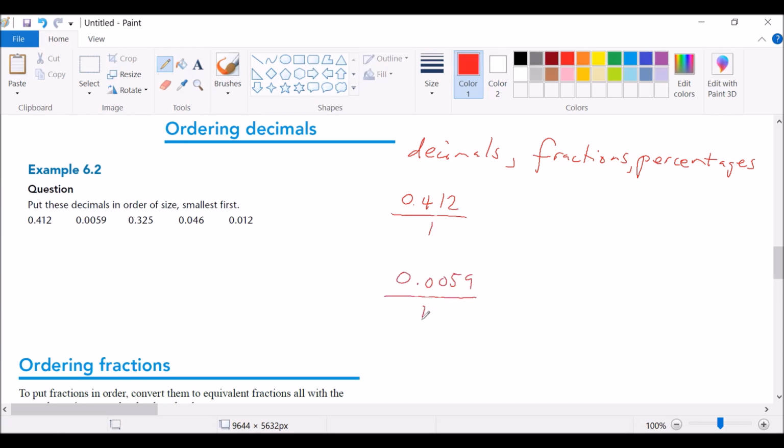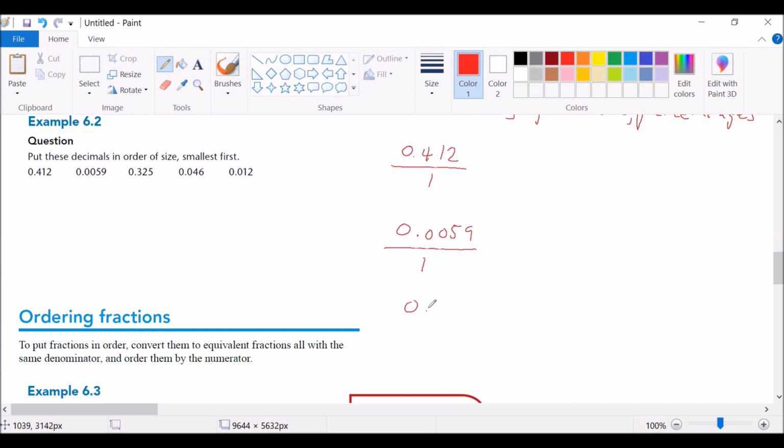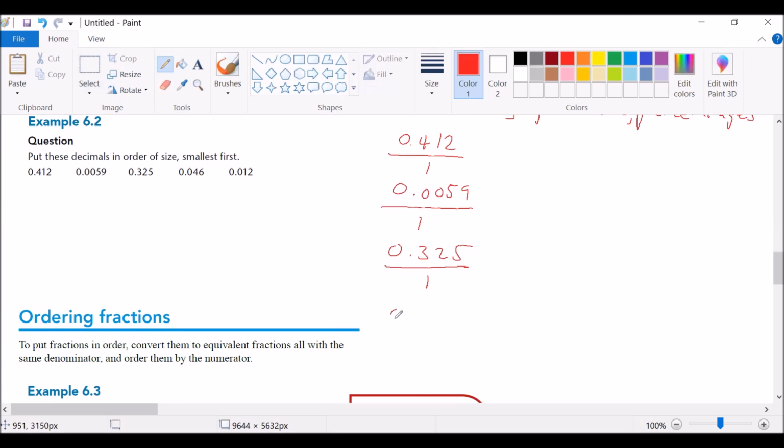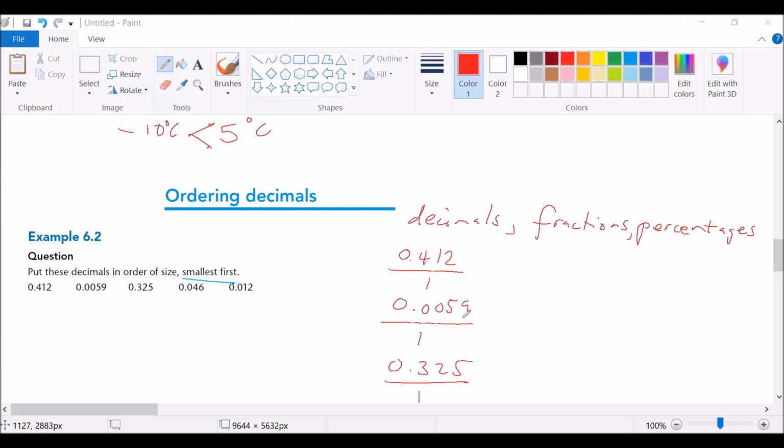0.0059 over 1. For the third one, 0.325 over 1. For the fourth one is 0.046 over 1. For the fifth one, it's 0.012 over 1. The largest number of decimal places is 4, which means we have to multiply by 10,000 to make sure all the numerators are integers and all the numbers have the same denominator.